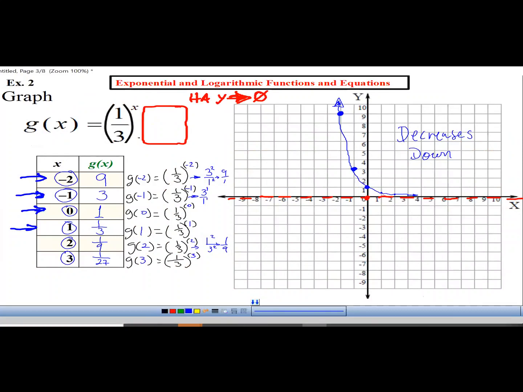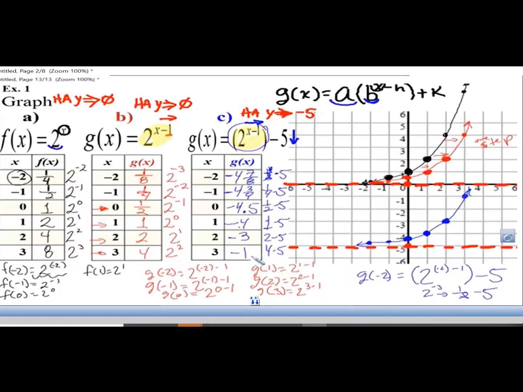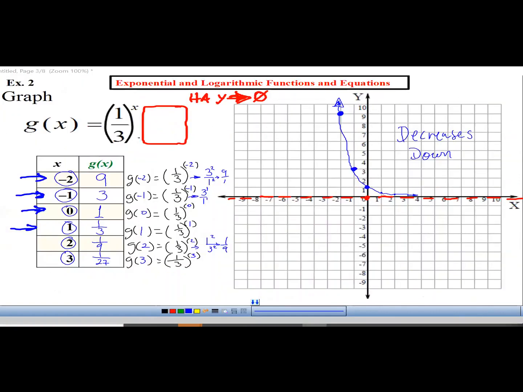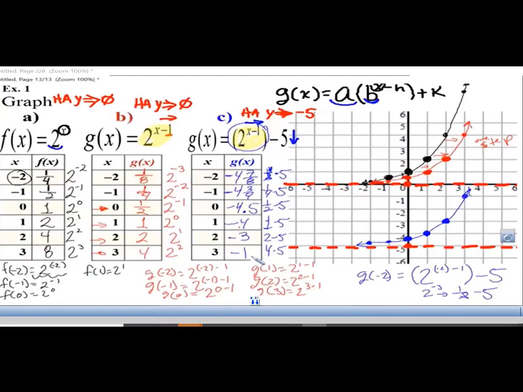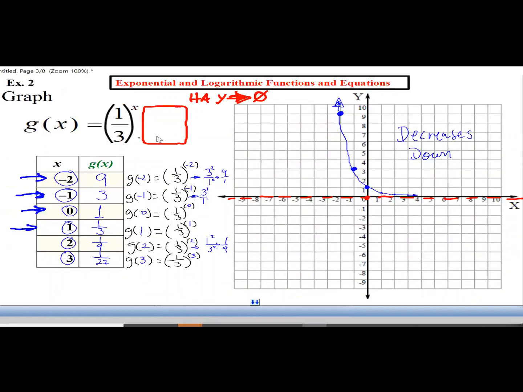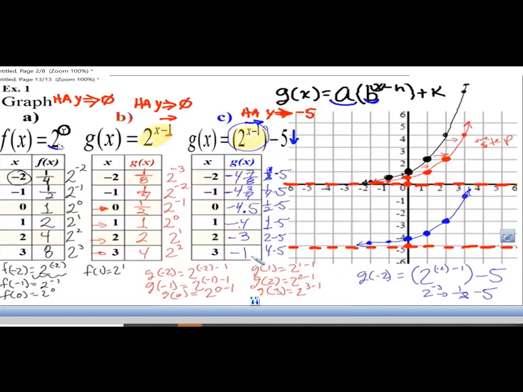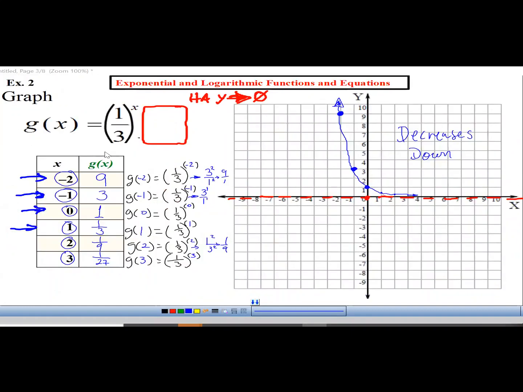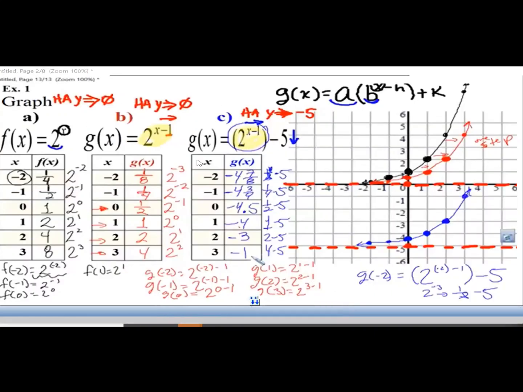The graphs are flipped. Okay, that's a good observation. What else? What do you think, Addie? Instead of using whole numbers, we're using fractions, which flips the graph. Okay, so fractions flip the graph or make it decrease. And whole numbers, you said, is that correct? Whole numbers as a base, they increase. So a base which is a fraction decreases, and a base that's a whole number increases. It's a very good observation.